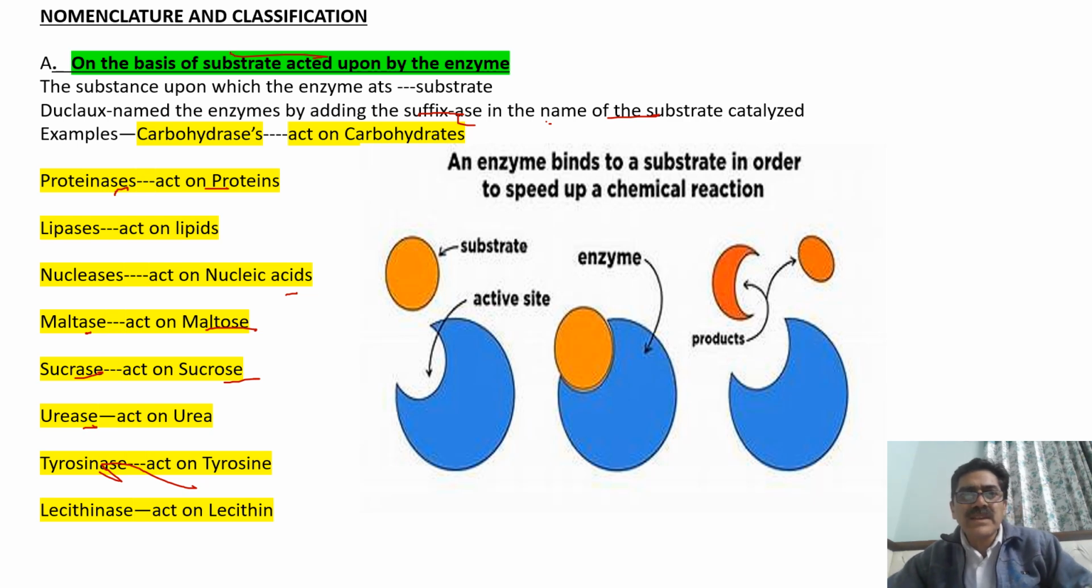So as you can see from the figure also, enzyme needs a substrate. Enzyme has to bind with the substrate. Enzyme binds with the substrate to form enzyme substrate complex. That enzyme substrate complex dissociates into free enzyme and the products. So this is one particular classification on the basis of substrate being acted upon by the enzyme.